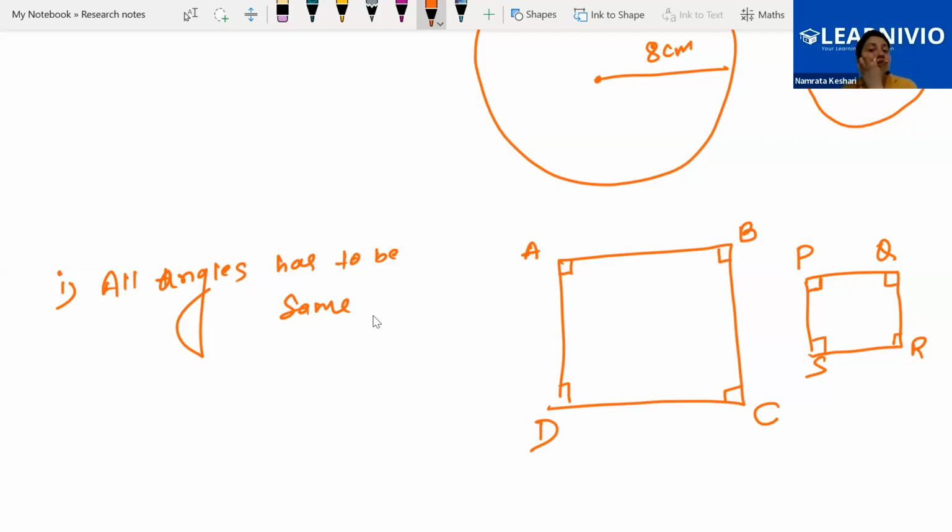We have learned in the chapter quadrilateral that each angle of a square is 90 degrees, and for a rectangle also each angle is 90 degrees. We know that already. So both the squares have all the angles the same. There is one more criteria: sides must be in proportion.